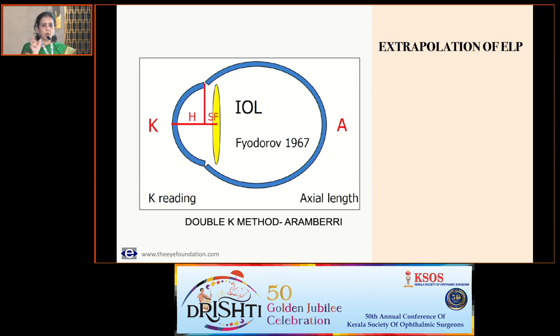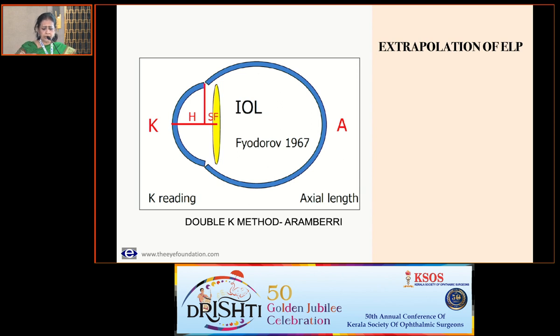The other issue is the problem of the extrapolation of ELP. Based on Fyodorov's concept, the ELP was measured based on the curvature K of the cornea, the height, and the corneal diameter. Height is the distance from the corneal surface to the implant center. If the IOL is placed a little in front, it needs a lesser power. If the IOL is sitting a little behind in the capsular bag, it needs a higher power. So that much difference comes if the effective lens position is not accurately measured.